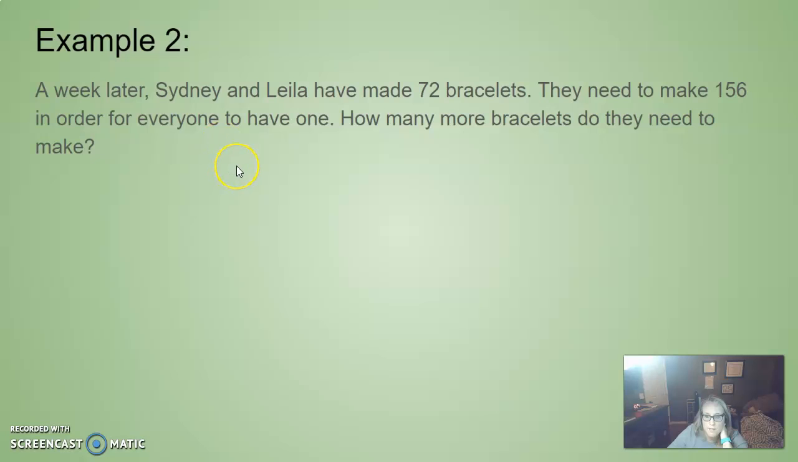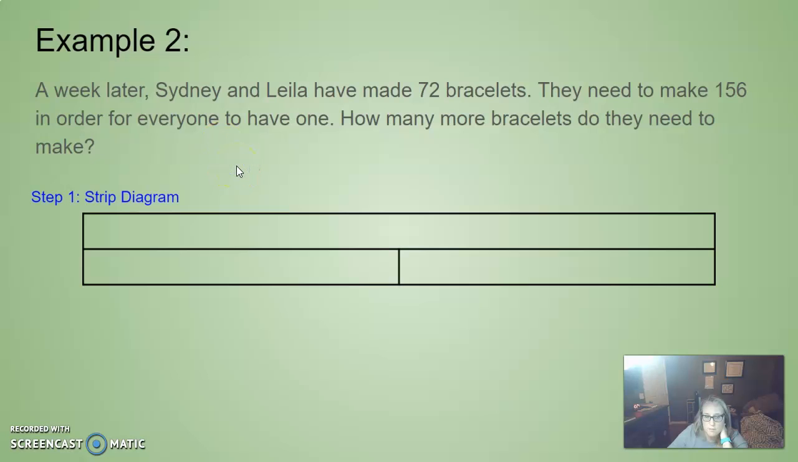So I'm going to first start off with my strip diagram, and I'm going to look at my problem again, and I'm going to decide, do I know my total? Do I know my parts? So let's look at it again. Sydney and Leela have made 72 bracelets. Well, that's a part. They need to make 156 bracelets in order for everyone to have one. That's my total. That's the number they have to get to. I'm trying to decide how many more bracelets do they need to make.